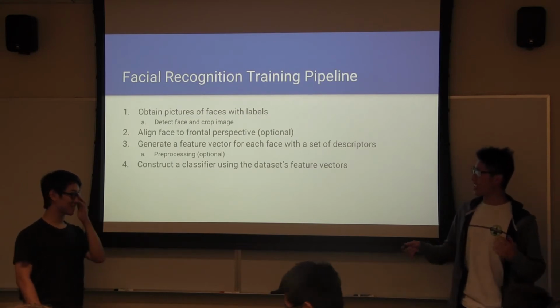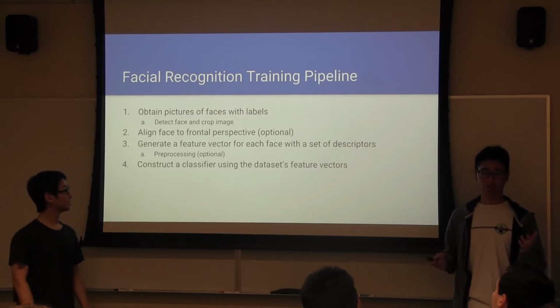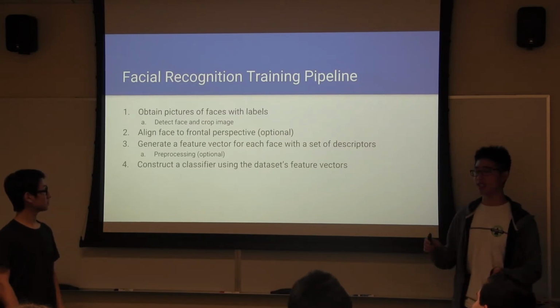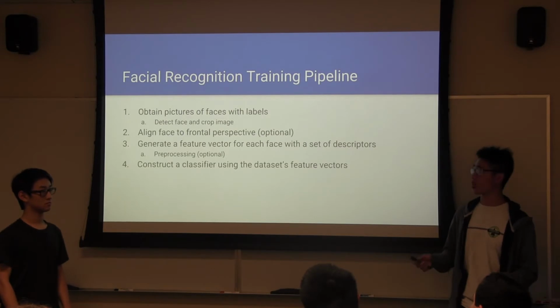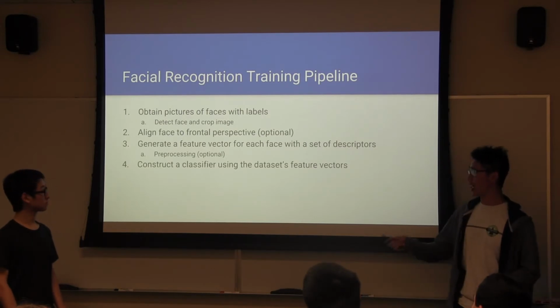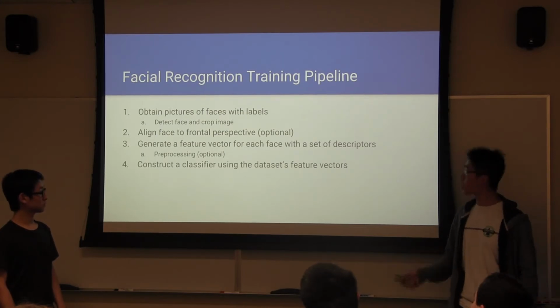The second is aligning the face to a frontal perspective. There are different faces and different perspectives, and using that to align will allow feature extraction to become more accurate in terms of how we're classifying. And then 3 and 4 are to extract the features and classify them using whatever method we're going to use.